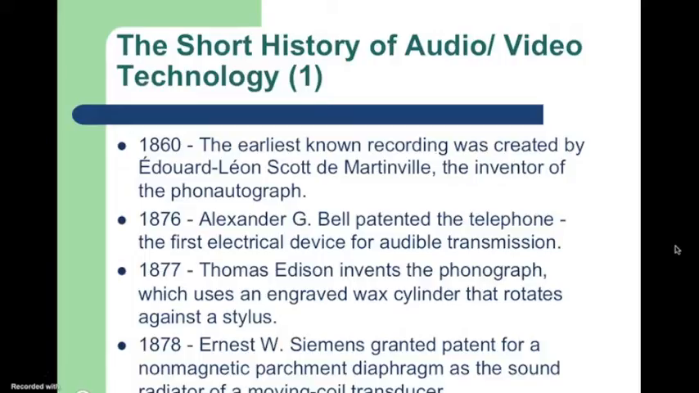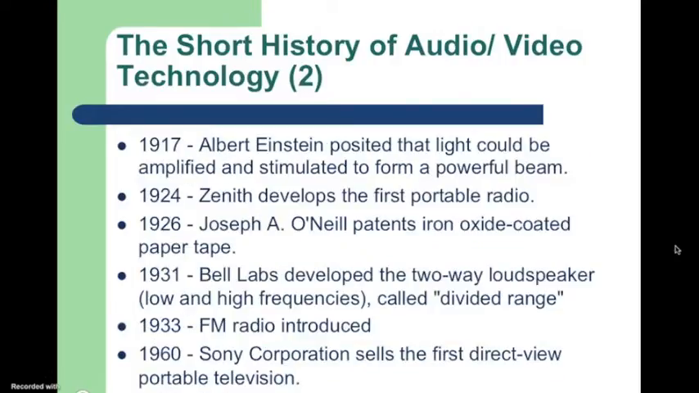And in 1878, Siemens was granted a patent for a non-magnetic parchment diaphragm as the sound radiator of a moving coil transducer. In 1917, Einstein posited that light could be amplified and stimulated to form a powerful beam. In 1924, Zenith developed the first portable radio. In 1926, O'Neill patented iron oxide coated paper tape.